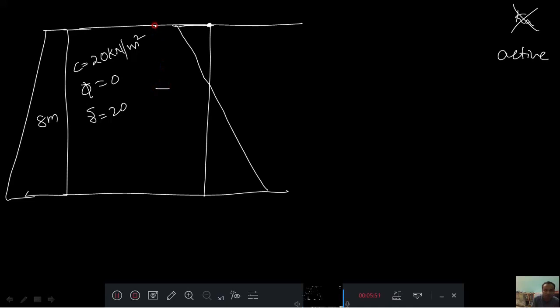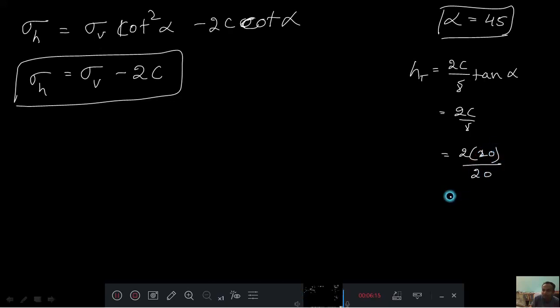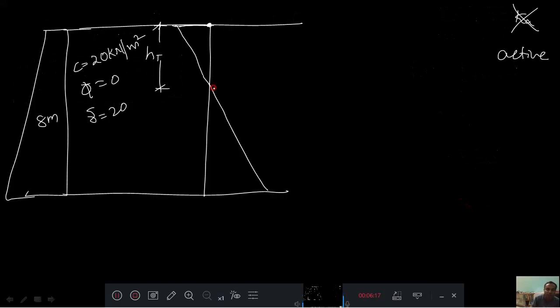This distance is the H crack or H tension zone. H tension zone will be equal to 2c by gamma into tan alpha. Therefore 2c by gamma, tan alpha is 1, 2 into c is 20 and divided by gamma is also 20, therefore it is 2 meter. I can mark here Ht equal to 2 meter. Any doubts? No doubts. Now below, if it is 8 meter and 2 meters gone, it is 6 meter below.